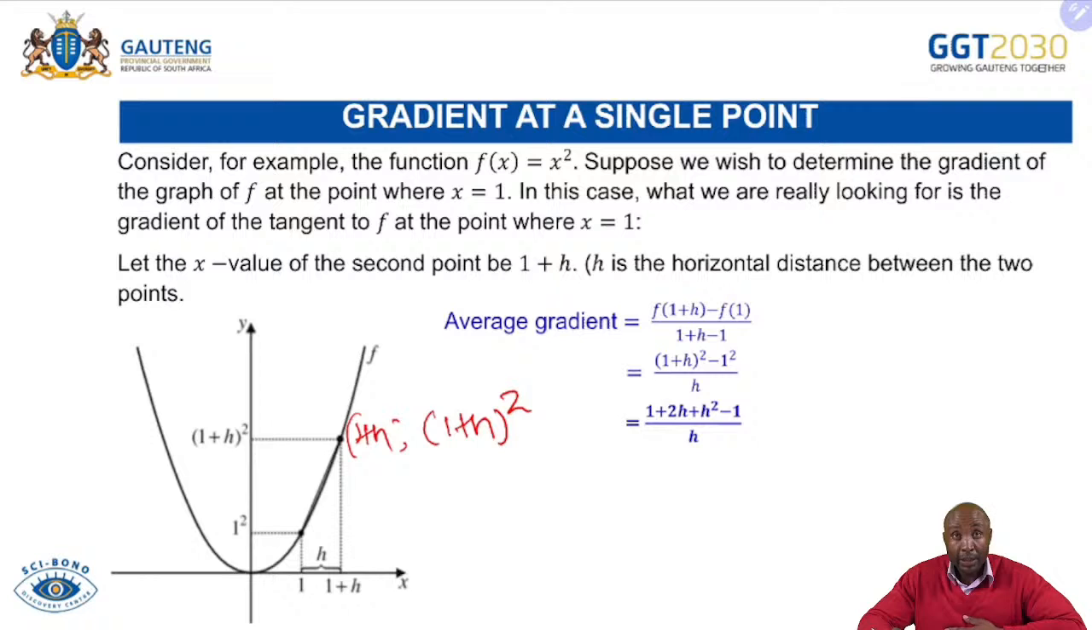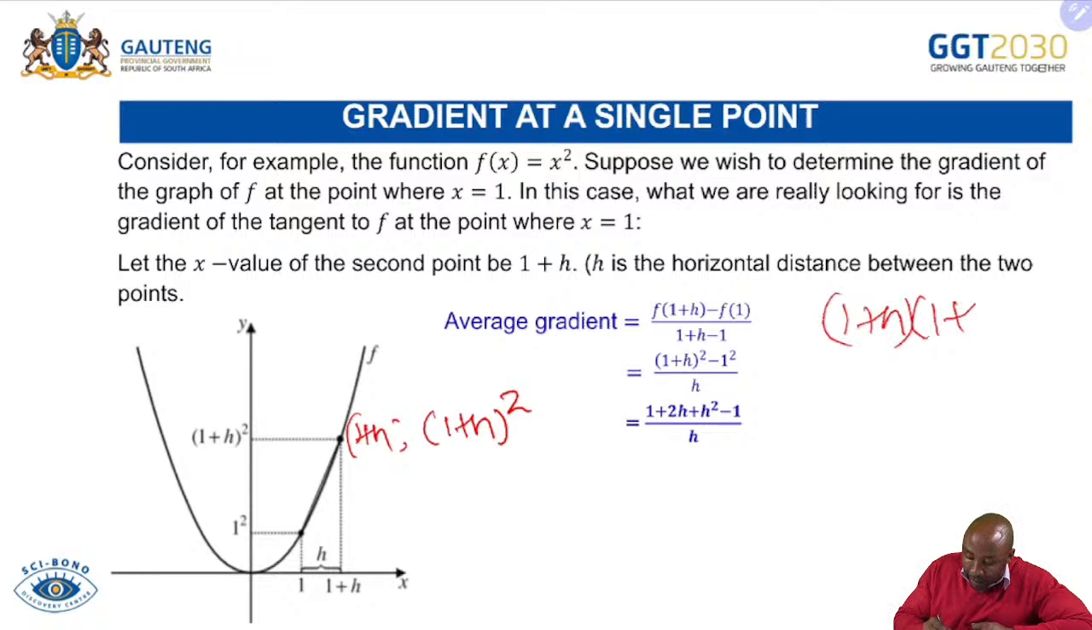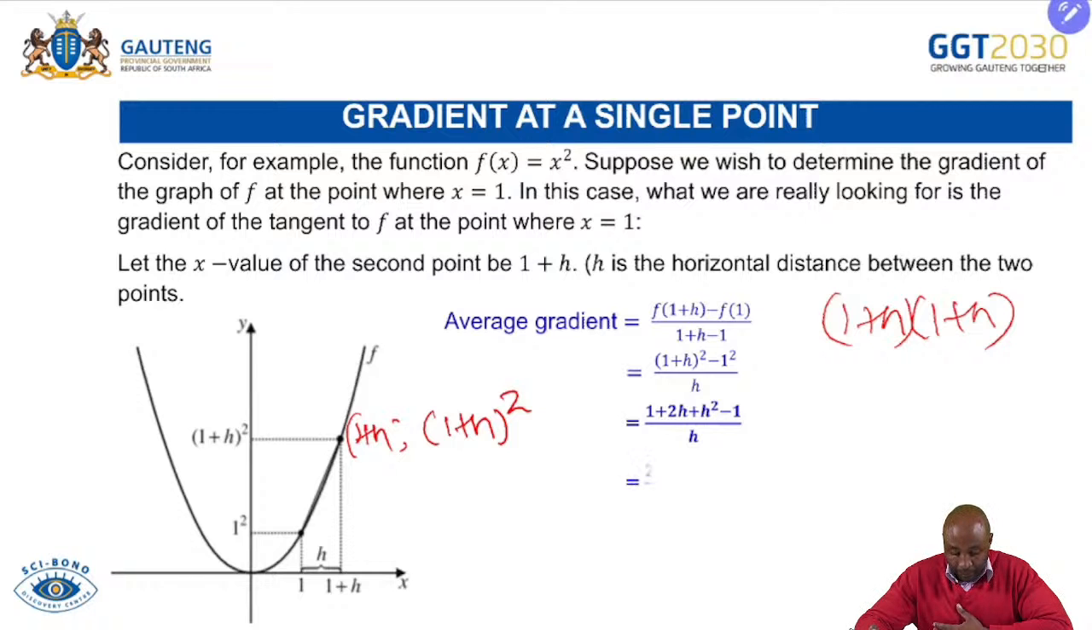If we expand 1 plus h squared, remember 1 plus h squared can be written as 1 plus h multiplied by 1 plus h, and we did this in grade 9 and grade 10. We need this algebra a lot as we move along. You can see the simplification of our expression. We get 1 plus 2h plus h squared minus 1. If you check, we have like terms there. 1 and negative 1 will give us 0. We end up remaining with 2h plus h squared.